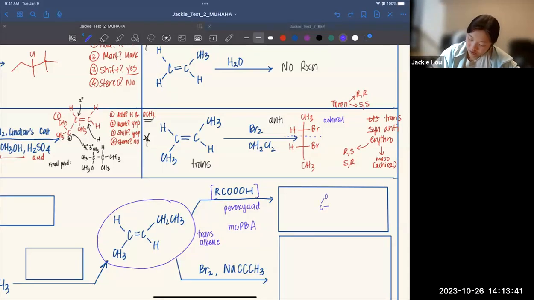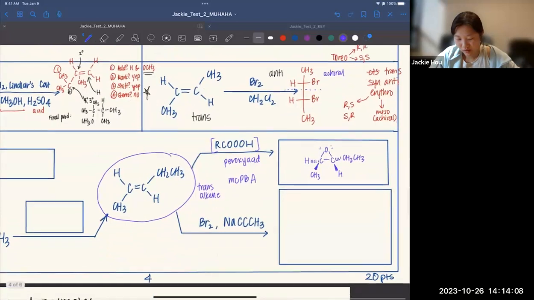Let me draw this. So this time we do have a trans alkene. Sorry if that was a little bit confusing. I meant to say they're all going to add cis. So all the relative stereochemistries are going to stay the same. And so that's going to be your final product. And make sure you always draw them in pairs as well. Okay.